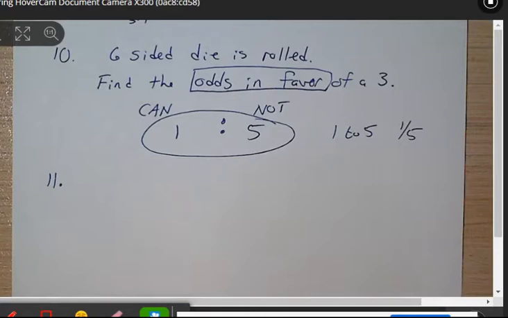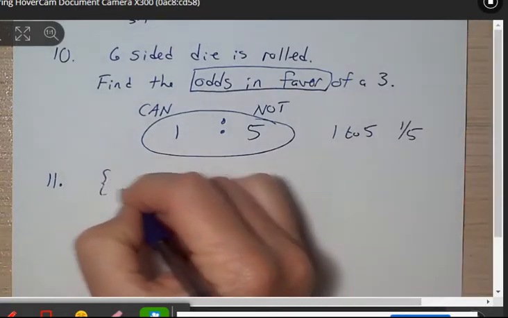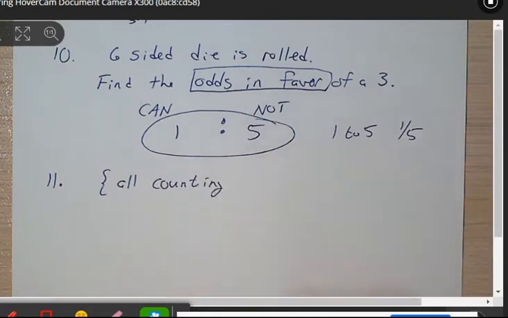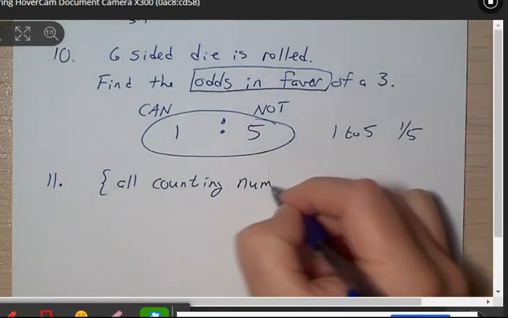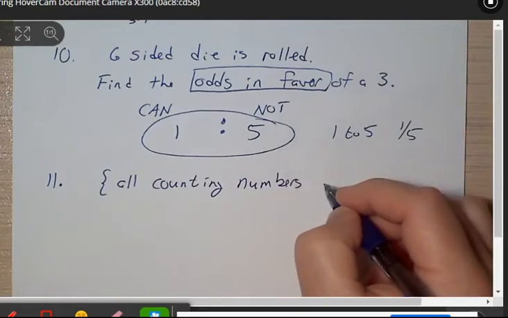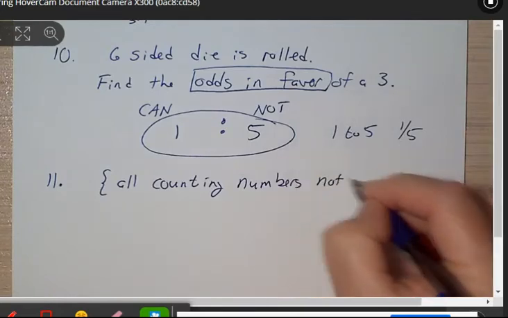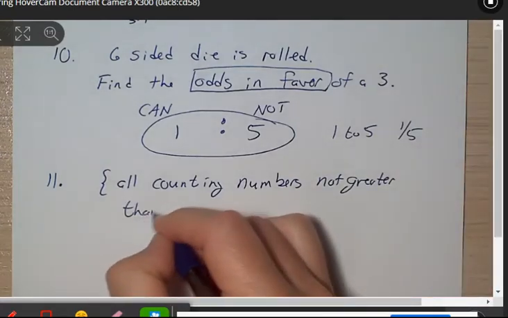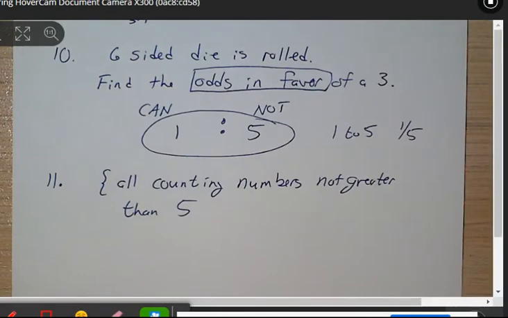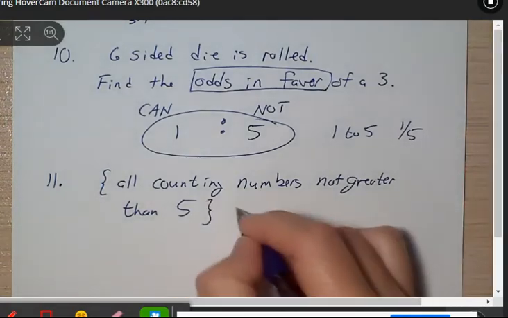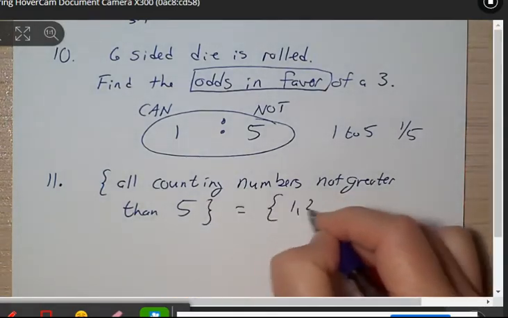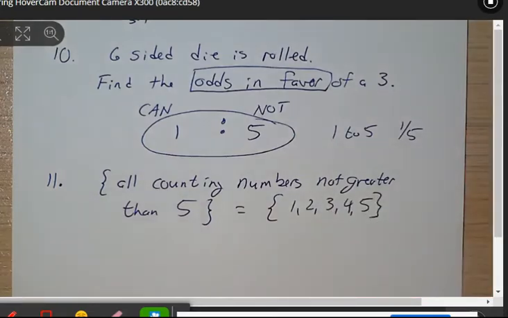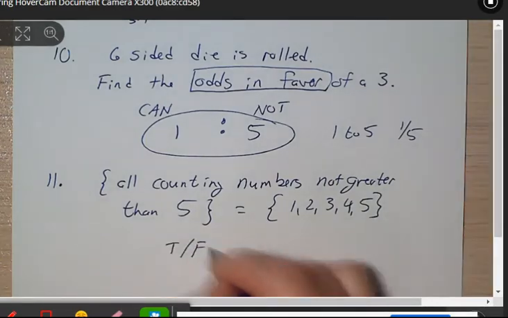Okay, 11. This is one where it tells you all counting numbers not greater than 5 equal to 1, 2, 3, 4, 5. I'm just going to ask you true or false.